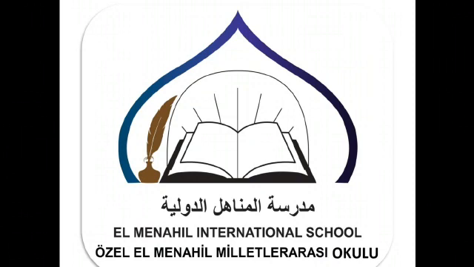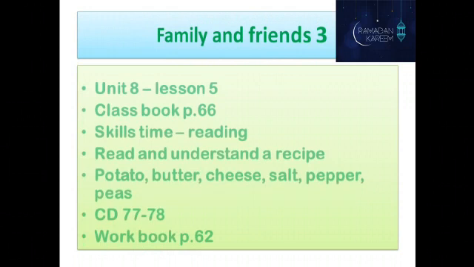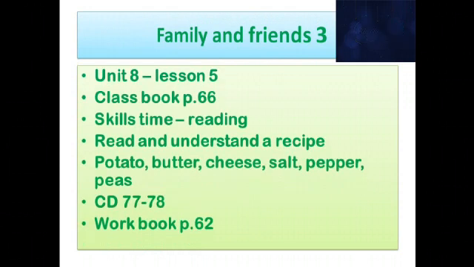Today our lesson is reading. Unit 8, Lesson 5. Open your class book and workbook. Class book on page 66, workbook on page 61, exercise 2. We are going to read and understand a recipe, and we are going to learn some food vocabulary: potato, butter, cheese, salt, pepper, and peas.